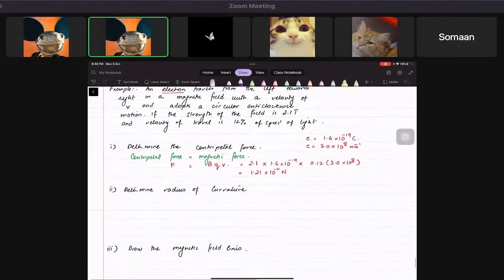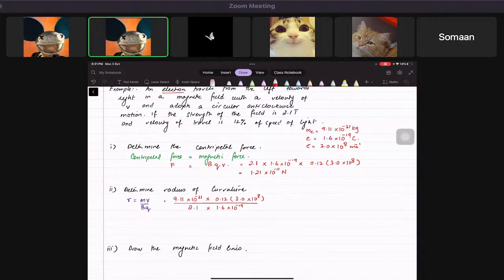So radius of curvature is given by R equals mv over bq. Now check this out, please. The mass of an electron is, I remember this as 9.11 times 10 raised to minus 31 kilograms. So we're going to put that down. And then the velocity is 0.12 of 3.0 times 10 raised to 8, divided by the magnetic field strength, which is 2.1 Tesla, and the charge is 1.6 times 10 raised to minus 19 coulombs. So that's as simple as this.